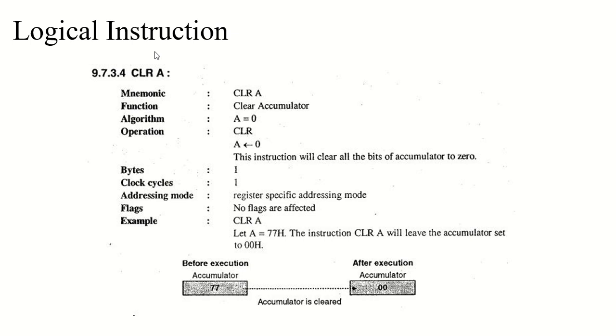So if I have 57H in the accumulator, how will you convert it to its ones complement? Because it is in hexadecimal, you have to first convert it into binary. 01010111b would be the binary form of 57H, and when you take the ones complement of it, you will get A8 in hexadecimal. So 57 will be converted to A8 in hexadecimal.